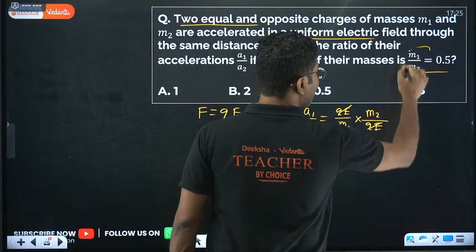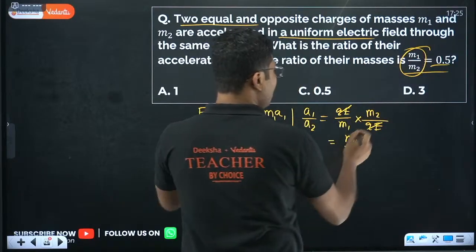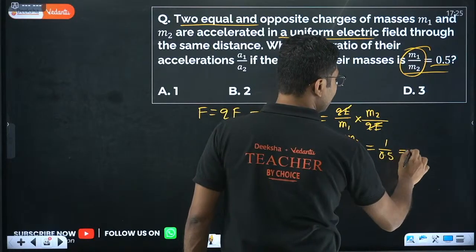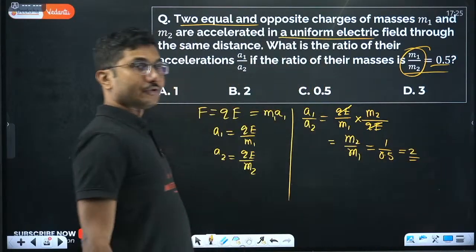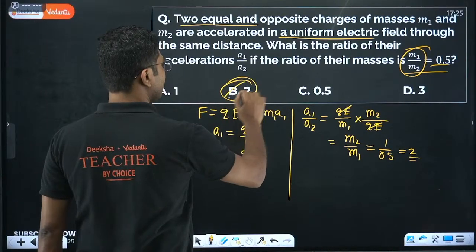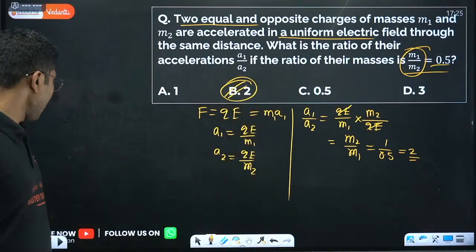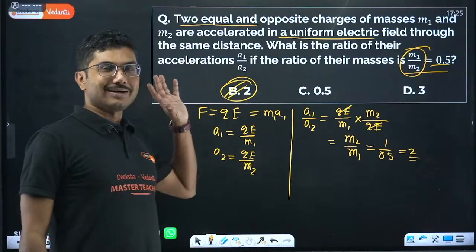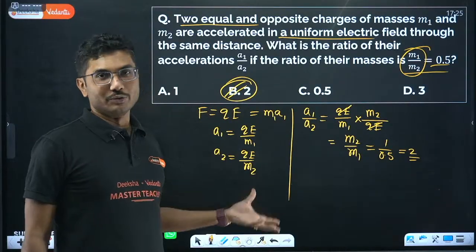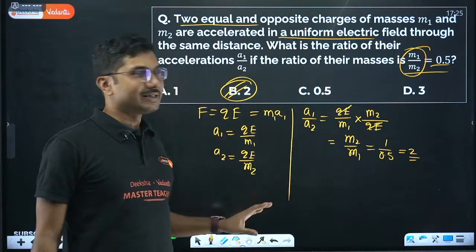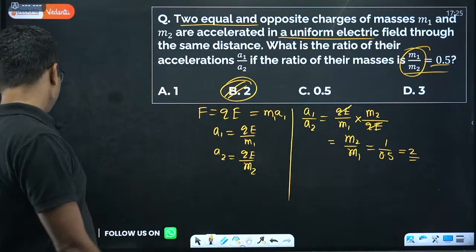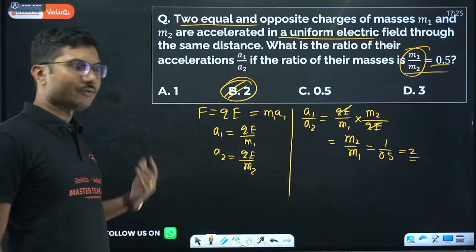Now if you see m1 by m2 is given 0.5, so m2 by m1 will be 1 by 0.5, that is 2. Okay, so it will be 2. So correct answer for this question is 2. Easy question, right? So this is basically like a fool question where they are trying to fool you. Question is easy, answer is easy, but if you don't pay attention, you will lose marks. Okay, so you have to practice these kind of questions.